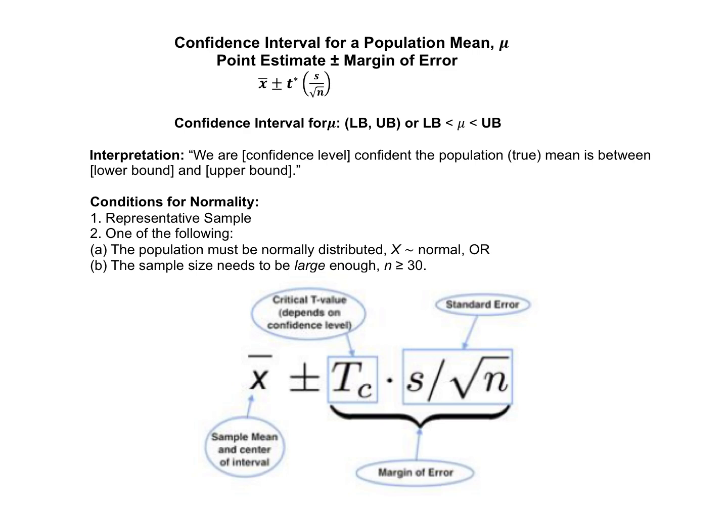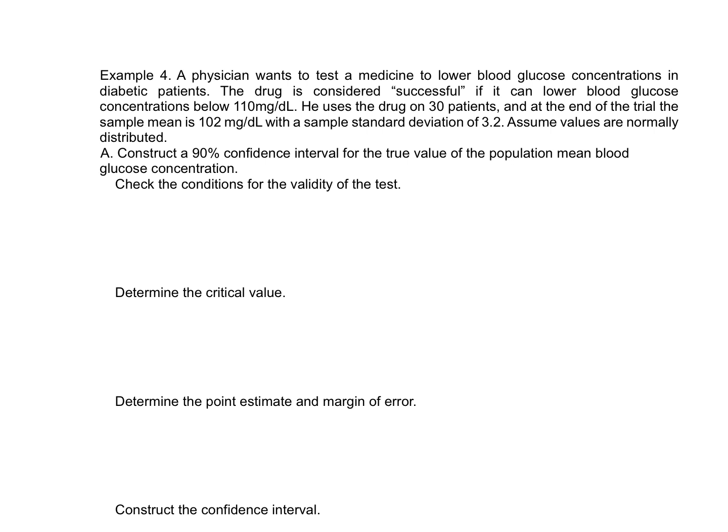Is that the same formula? Okay, a physician wants to test a medicine to lower blood glucose concentrations in diabetic patients. The drug is considered successful if it can lower blood glucose below 110 milligrams per deciliter. He uses the drug on 30 patients, and at the end of the trial, the sample mean is 102 milligrams per deciliter with a sample standard deviation of 3.2. Assume values are normally distributed.